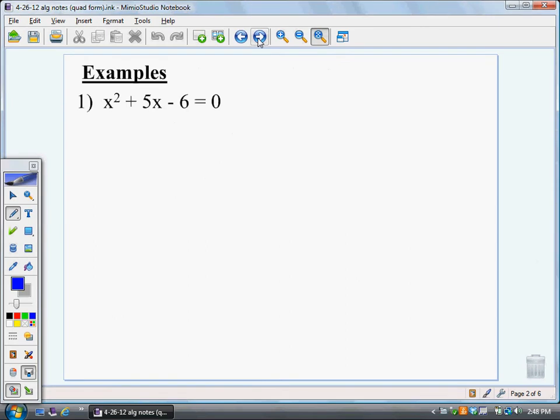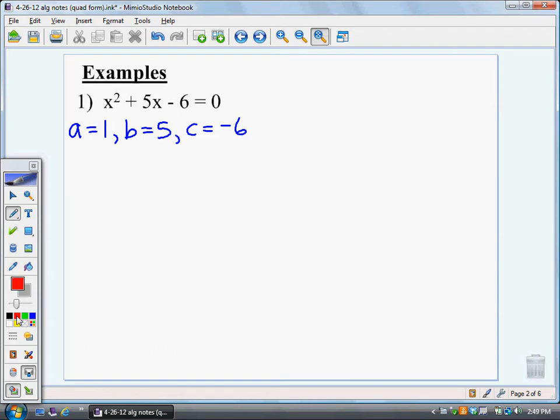So here's the first example. We have x squared plus 5x minus 6 is equal to 0. Now you can see that it does say equals 0. So my a is the coefficient of x squared, which is 1. b is the coefficient of x, which is 5. And c is my constant, which is -6.